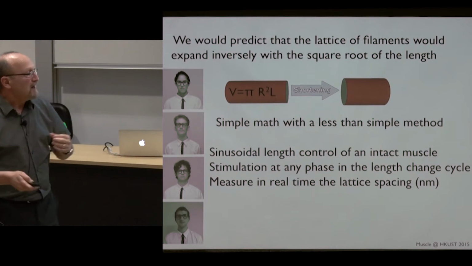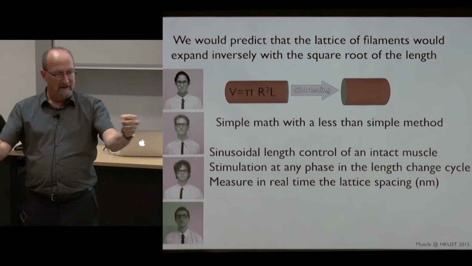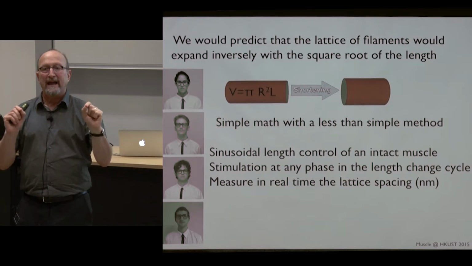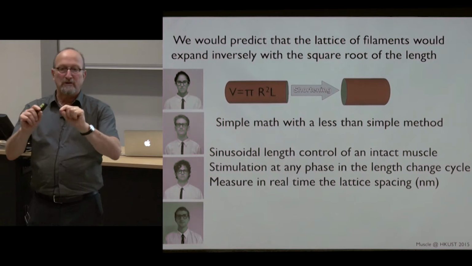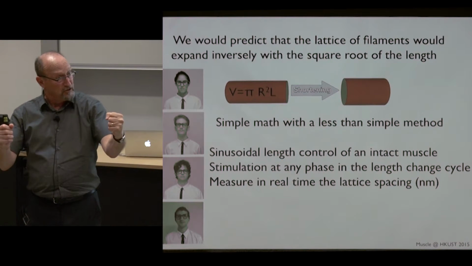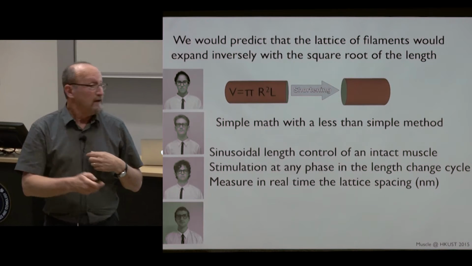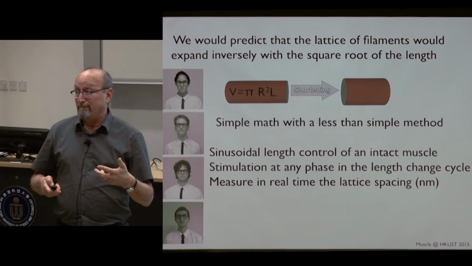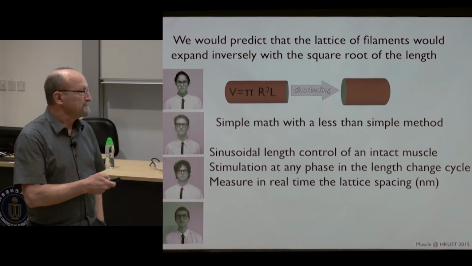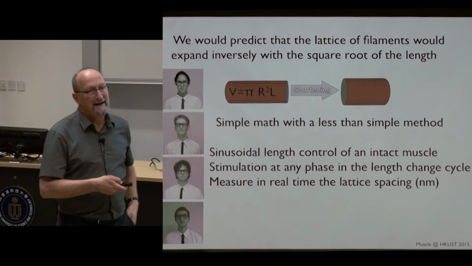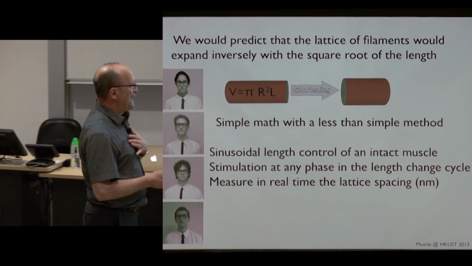So we needed an intact muscle preparation, and we needed to be able to lengthen and shorten it and control that. And we want to be able to turn it on at any time, at any part in that lengthening and shortening cycle. So I might want to turn it on when it's lengthening, or I might want to turn it on when it's shortening. In other words, I might want to recruit cross bridges at will, right? And finally, I want to measure in real time, while I'm doing this to a muscle, the lattice spacing in real time at the nanometer scale. And I may as well measure force and length, and I can calculate total energy while I'm doing that.